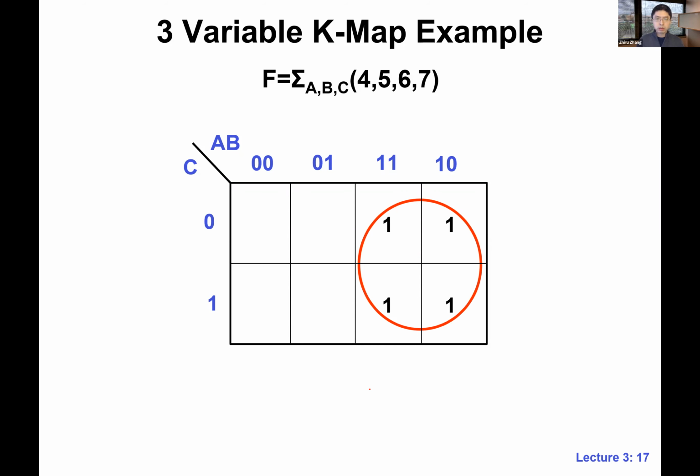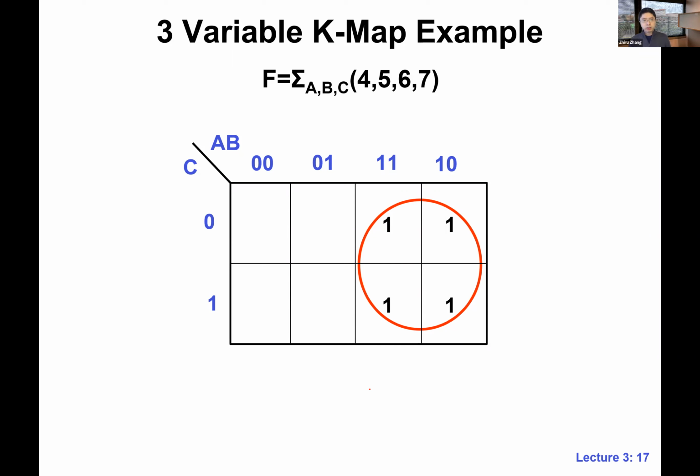2, right? We combine 1, we combine 2, we knock out 1 literal. If we combine 4 of them, we can knock out 2 literals. So hopefully now you see the intuition why we actually want to form larger circles, right? Because we want to knock out more literals, so then our expression becomes simpler.